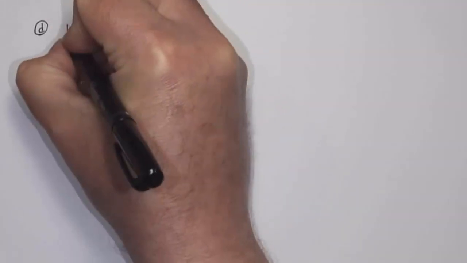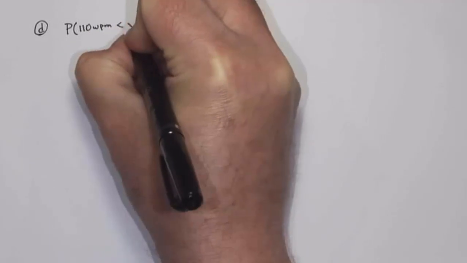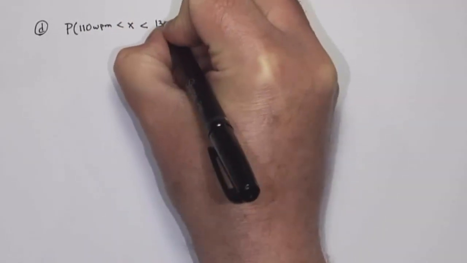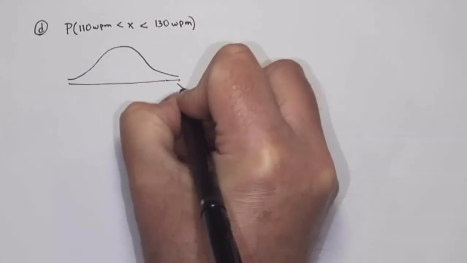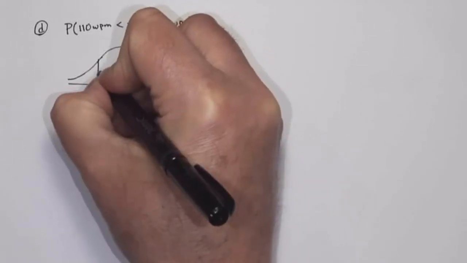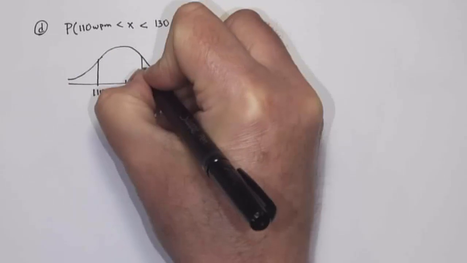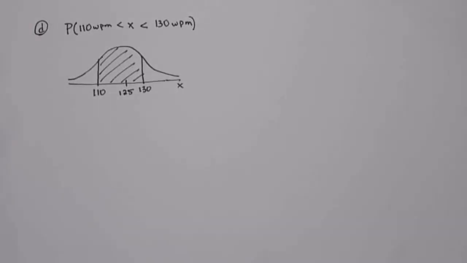So in part D, we want to find and interpret the probability that a randomly selected 6th grade student reads between 110 and 130 words per minute. So we want to find the probability that X is between 110 and 130 words per minute. Okay, so visually, here's X. We have 125 in the center. So 110 would be over here, and 130 would be over here. And so the probability would be this area beneath the curve.